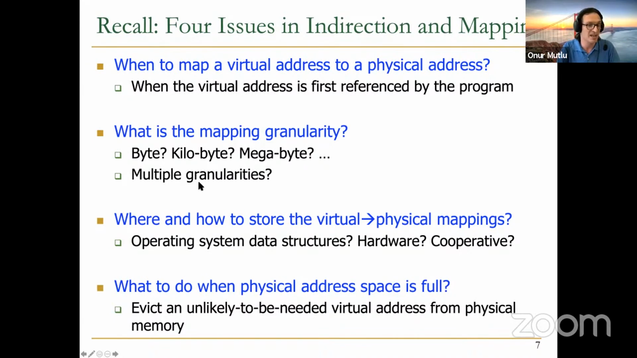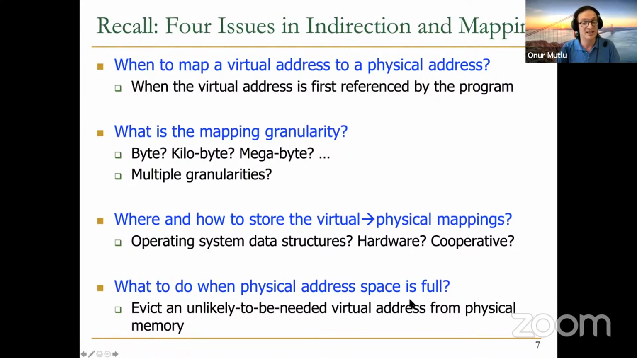large pages and small pages and different granularity pages, just like we discussed with large blocks and small blocks in caches. That's why physical memory looks very much like a cache to disk. And it is actually when we talk about virtual memory. We talked about where and how to store the virtual to physical mappings. That's the page table essentially, but we're going to cache it in the hardware today.